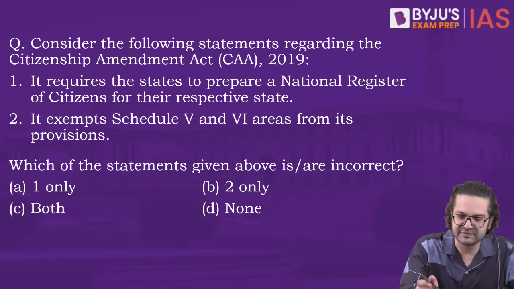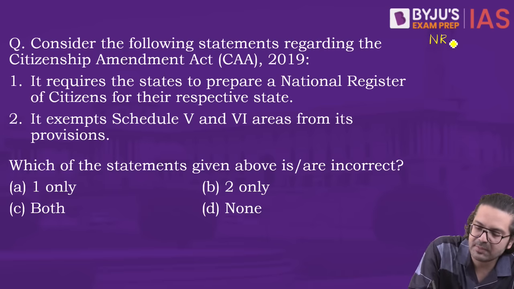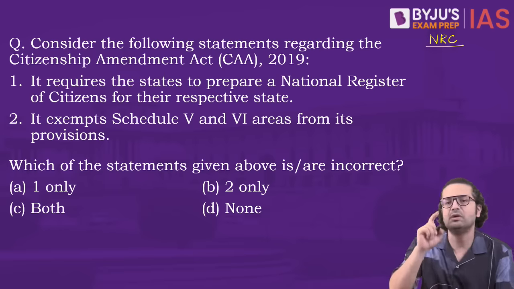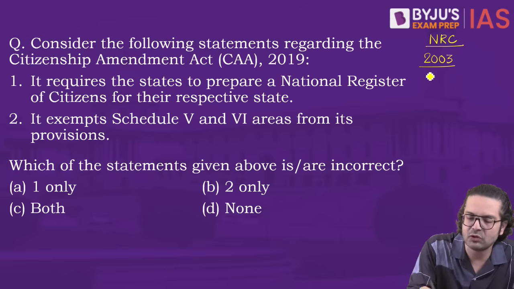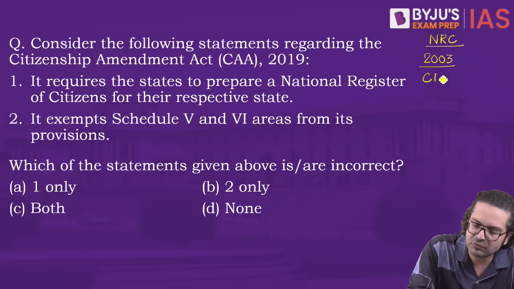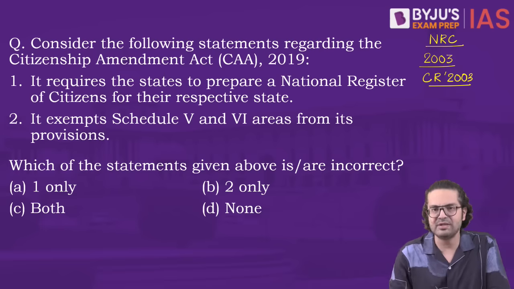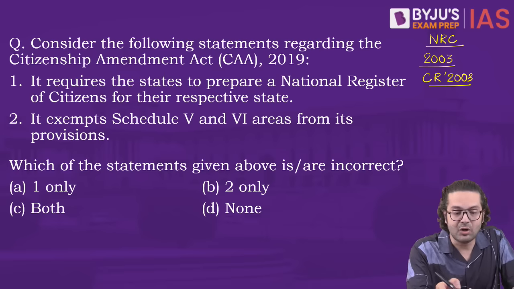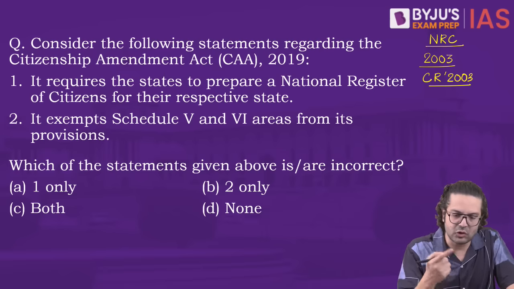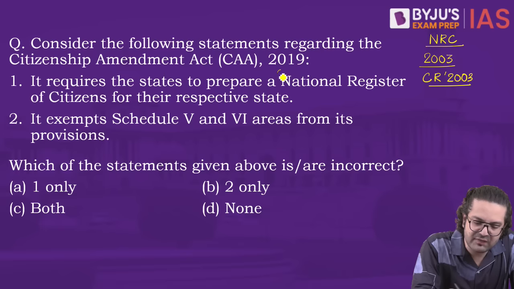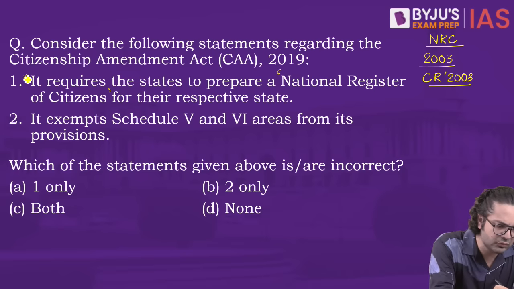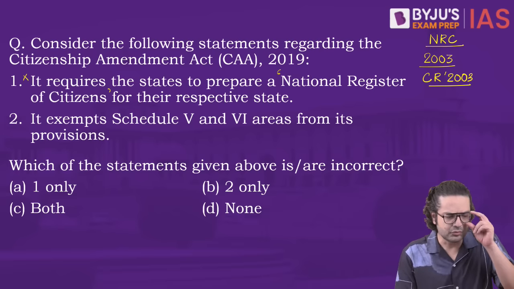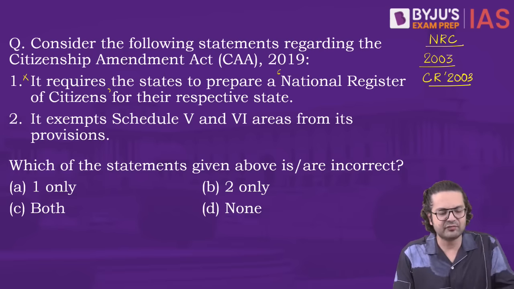This is nothing new. Yes, the controversy might be new, but the NRC provisions are very old. Back in 2003, we made some rules called the Citizenship Rules of 2003. And as per those rules, rule number 3 to be exact, this statement would have been correct, but not as per CAA 2019. So yes, the controversy is new, but the preparation of NRC has been provided for since 2003. So 1 is wrong. Number 2, it exempts Schedule 5 and 6 areas from its provisions.